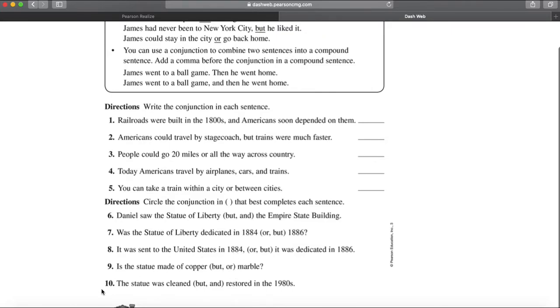Excellent. Number 10. The statue was cleaned but restored in the 1980s, or and restored in the 1980s. Here, am I adding information or am I comparing? I'm adding information. So which conjunction am I going to be using? And. So the statue was cleaned and restored in the 1980s.